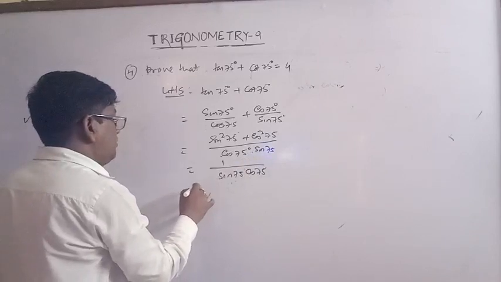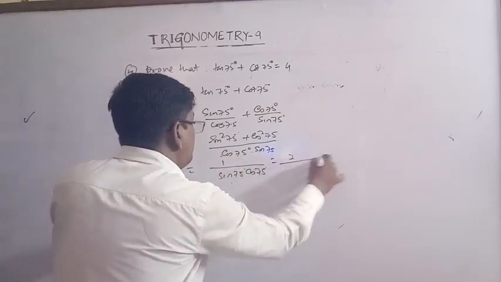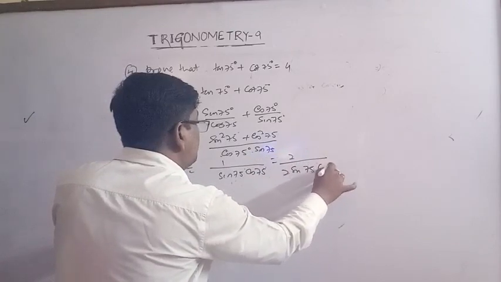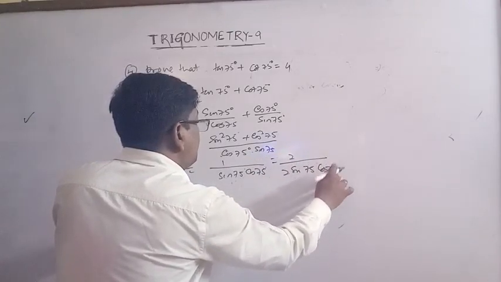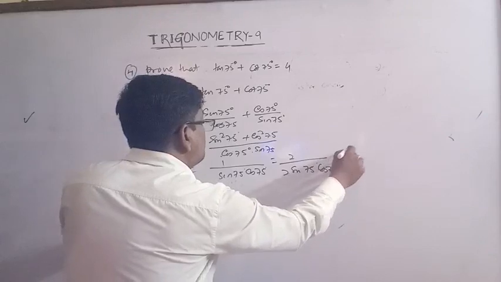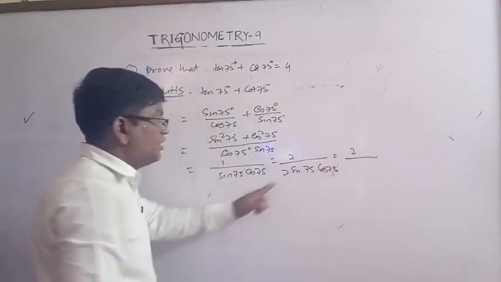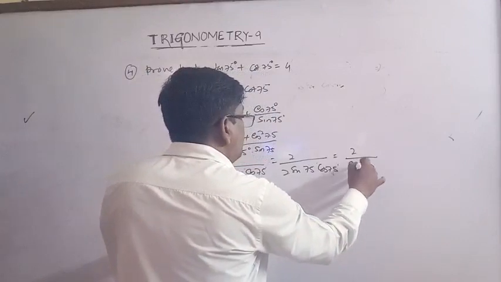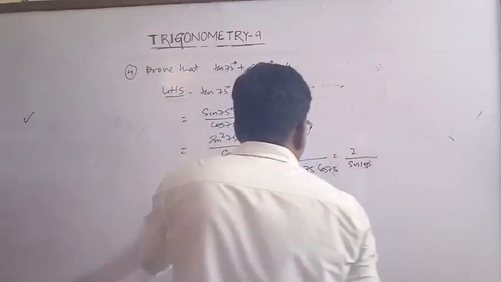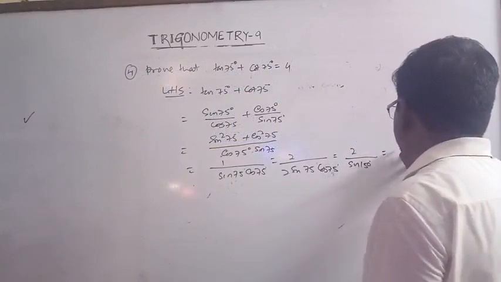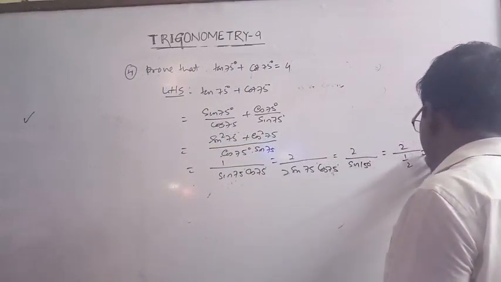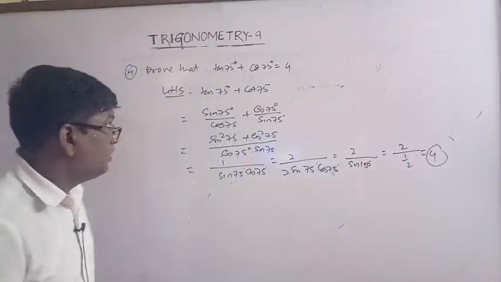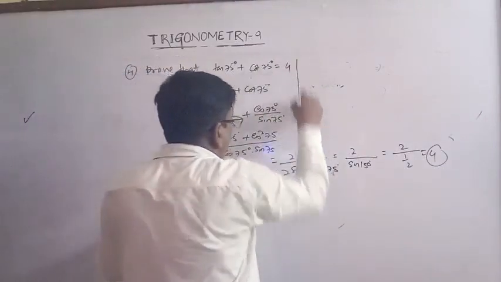Multiply and divide by 2, that is 2 by 2 sin 75 degree into cos 75 degree. So 2 sin theta into cos theta is sin 2 theta, sin 150 degree. The value of sin 150 is 1 by 2. So this is 4.